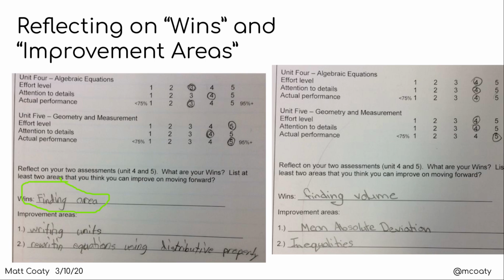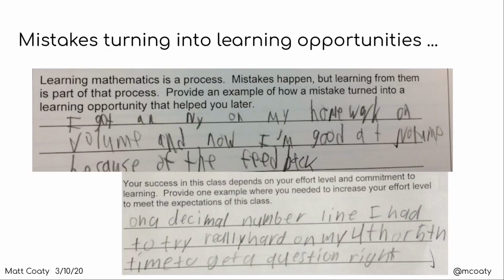This one was finding volume. So wins and improvement areas. When I first started this sheet, I had 2 wins and 2 improvement areas. I found that some students would have trouble coming up with wins, or they made them artificial. Like, I was great at studying, and I'd say, no, let's look at a particular concept area. So I went ahead and made the 2 in the improvement, but it doesn't always have to be that way. I've made some tweaks to this as the years have progressed.